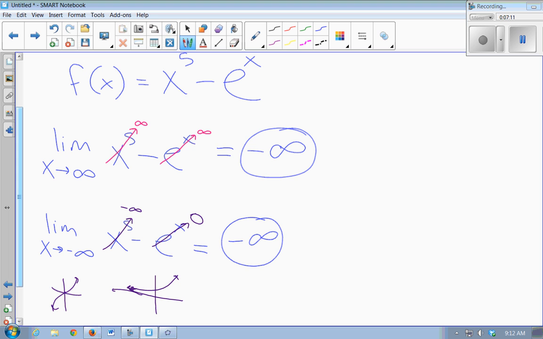So analyzing the end behavior of functions is a really important concept heading into calculus. Being able to think about what happens to the value of an expression as the x values get really big or really small.